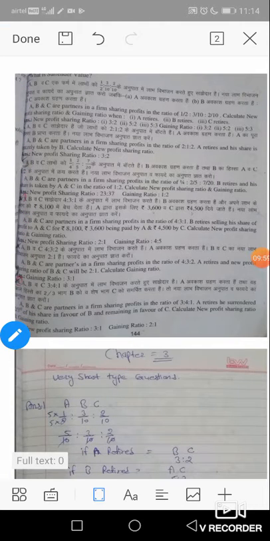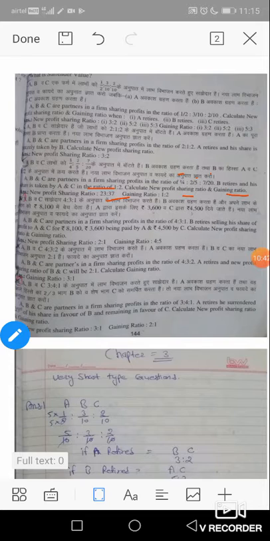This is an important numerical from the exam point of view. A, B, C are partners in a firm sharing profit 1/4, 2/5 and 7/20. B retires and his share is taken by A and C in the ratio 1:2. Find the new ratio and gaining ratio. Open your book in front of you while I read this numerical. Calculate the new ratio and gaining ratio.